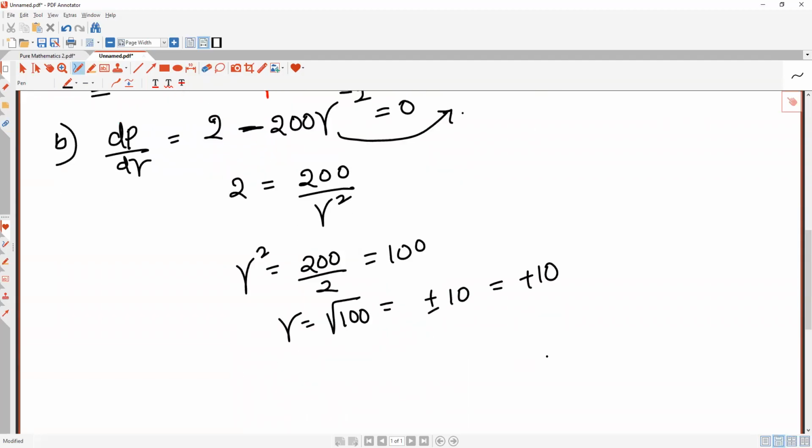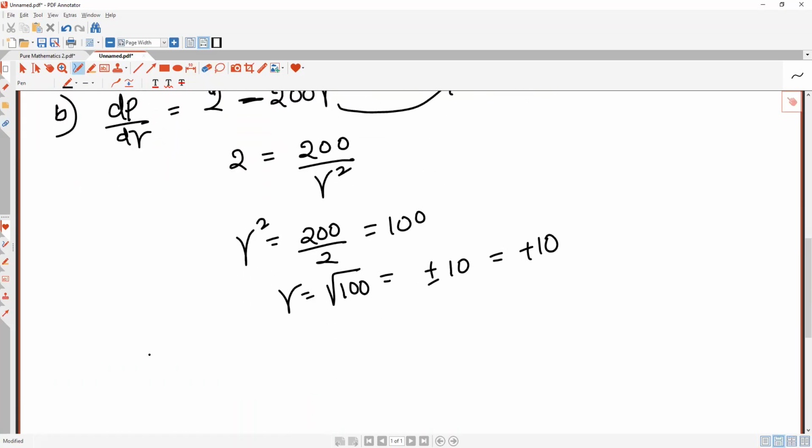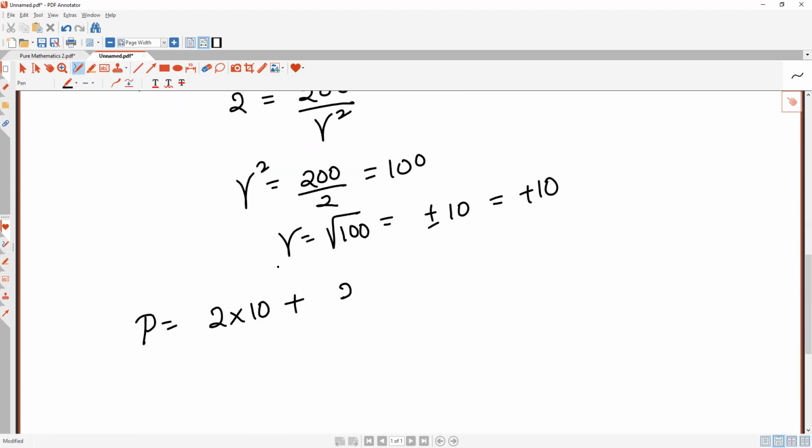Okay, so you got your r, but they told us to find the minimum value of p. So now take the main equation of p. The main equation is p equals 2r plus 200 divided by r. What is 2 into 10 plus 200 divided by 10? That is 20 plus 20. The answer is 40. Is this clear? 40 centimeter or meter, whatever. Everybody clear? Yes. Yes.